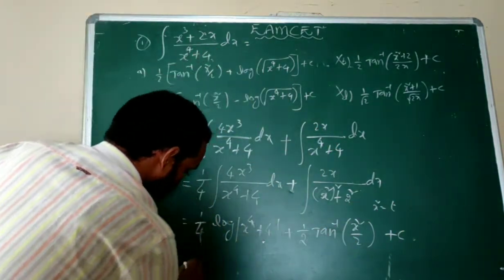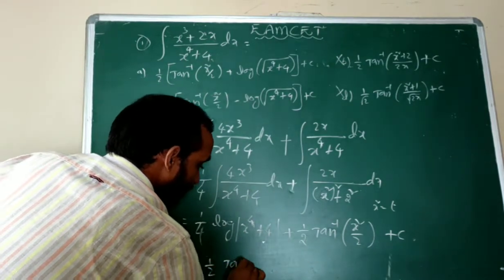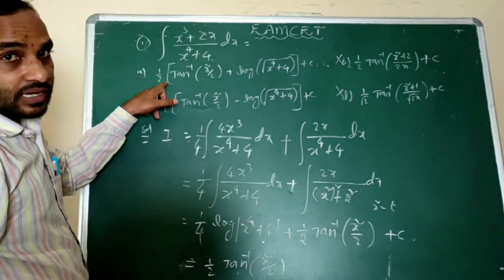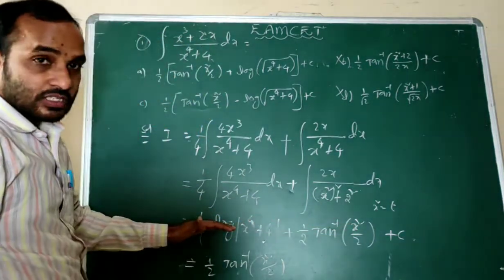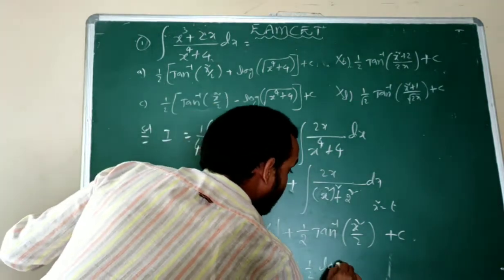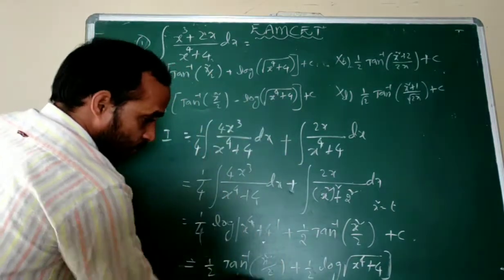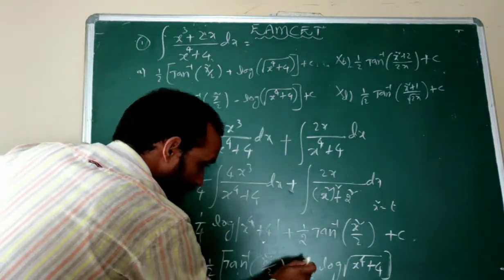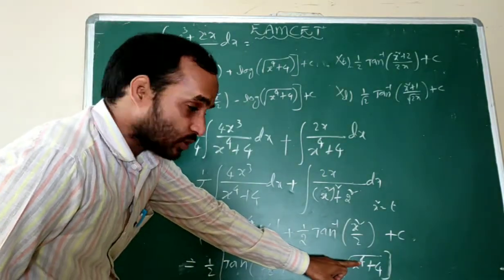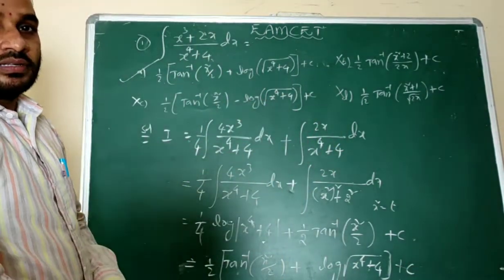That is equal to 1 by 2 tan inverse x square by 2. Rewriting the option, the 1 by 2 tan inverse term is positive, and this is also positive, plus 1 by 2 logarithm of under root x to the power of 4 plus 4. Both have 1 by 2 common, so 1 by 2 is common: tan inverse x square by 2 plus logarithm of x to the power of 4 plus 4 plus c. Option A is the correct one. Thank you for watching.